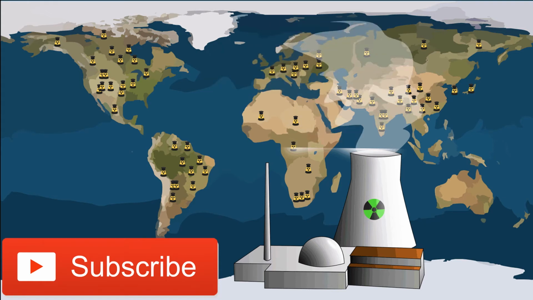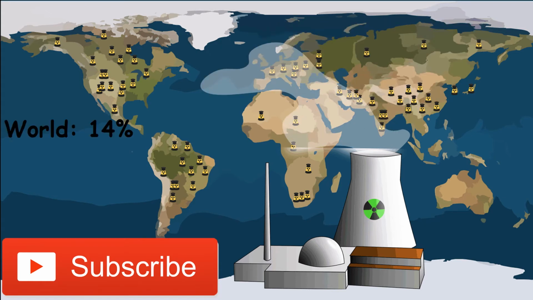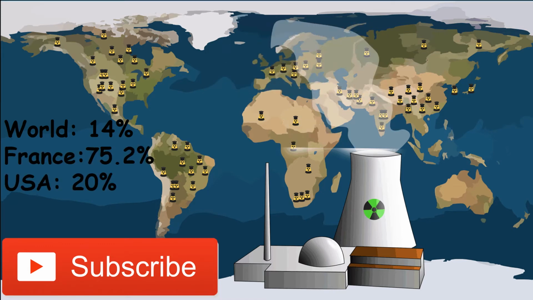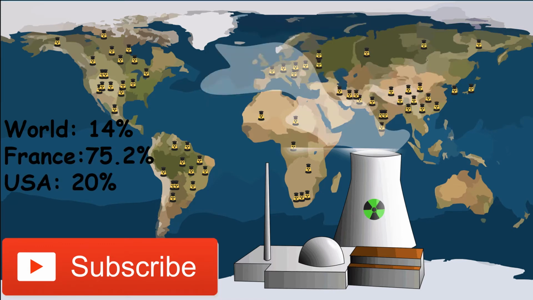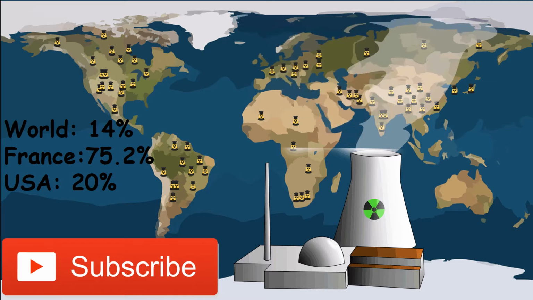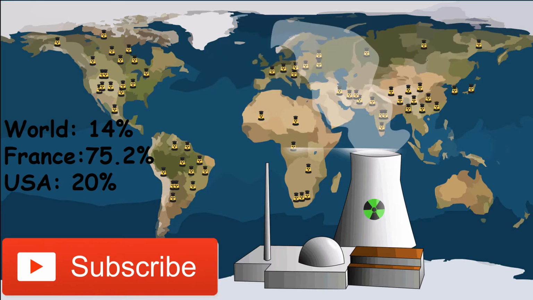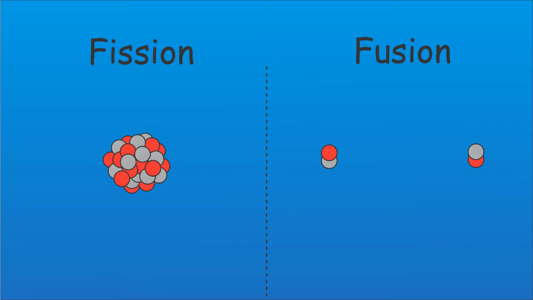Nuclear power plants generate 14% of all electric energy in the world. In some countries even more, like in France, where over 75% of all electric energy comes from nuclear power. But where does the energy actually come from? There are two main nuclear reactions, fission and fusion.